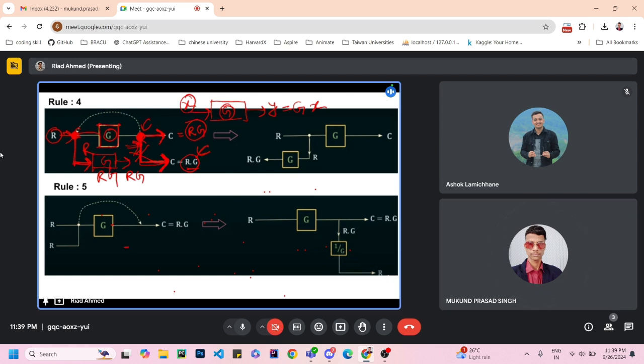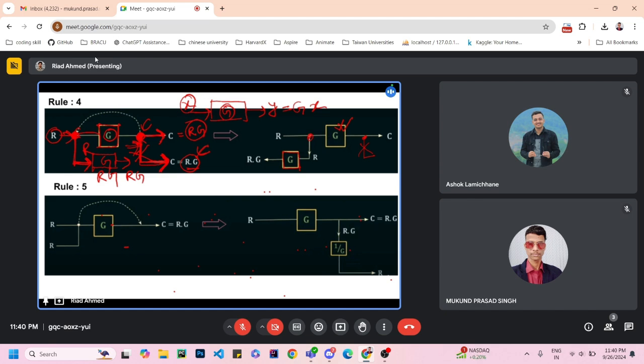So rule 4 says that if you shift a connection from the right side of a block to the left side of the block, then you must integrate a similar block value at the connecting point. As you can see, when we are pulling out a connection from this point to that point, we need to insert a block which has the same value as the block which we have shifted. So this is rule number 4.